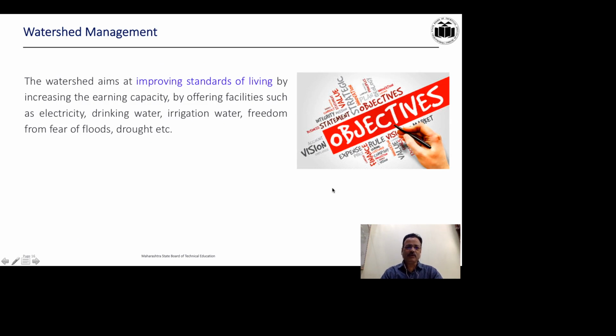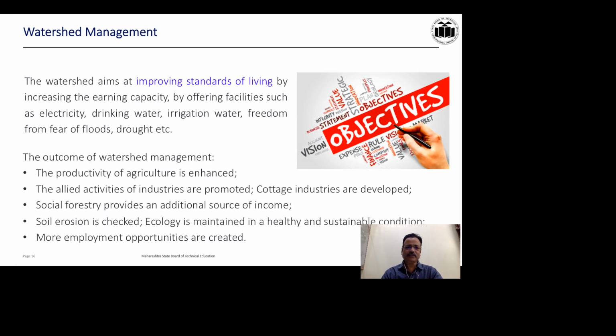Now let's look at the objectives of watershed management. Watershed aims at improving standards of living by increasing earning capacity, by offering facilities such as electricity, drinking water, irrigation water, freedom from fear of flood, drought, etc.